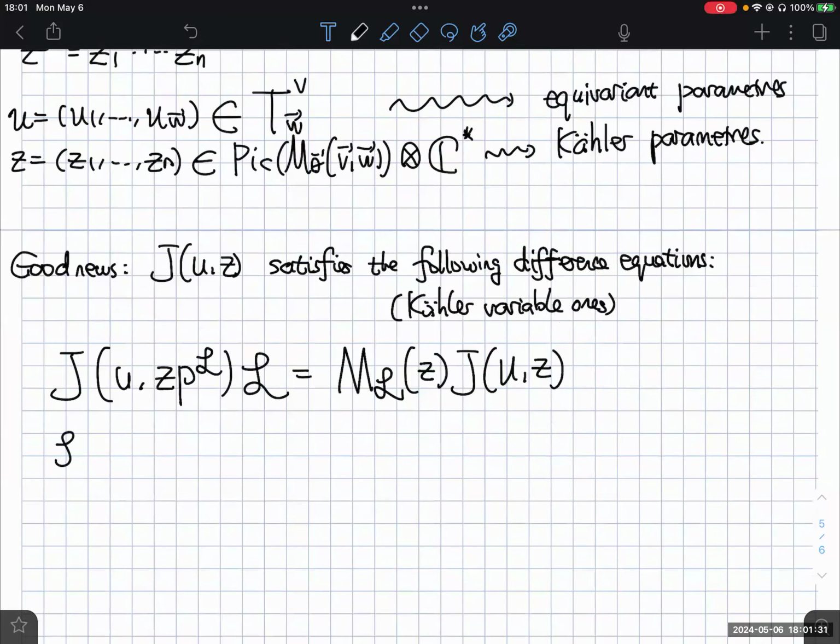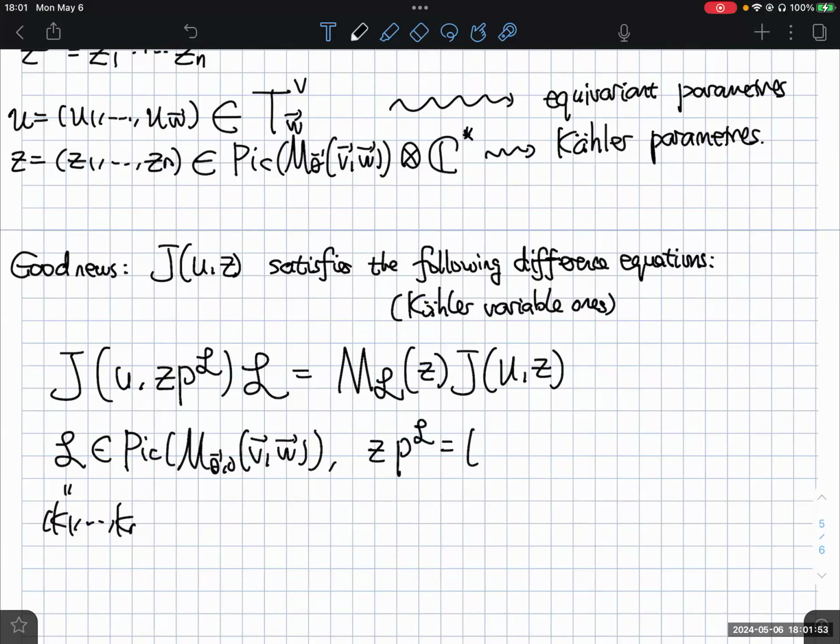And here this L is an element in the Picard group, in the integral Picard group. And this ZPL stands for the following: if I represent this L as some integers K1 to Kn, then this ZPL means Z1 to the K1 through Zn to the Kn.